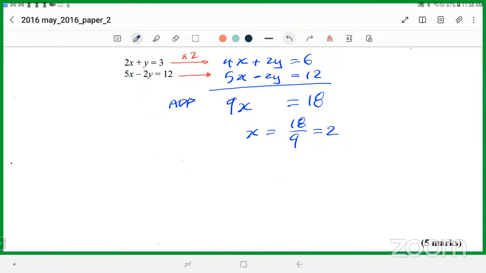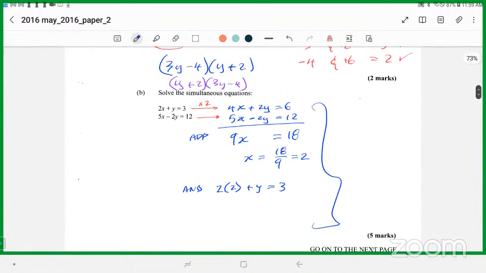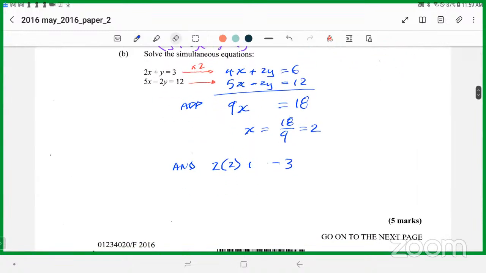So I'm not going to say "and". When I substitute it, it's going to become 2 times 2 plus y equals 3. If I substitute in the first equation, I don't have to say it. I don't have a lot of space to work with, guys. So that's why I'm saying you have to be very efficient. You can't be writing a lot of unnecessary stuff.